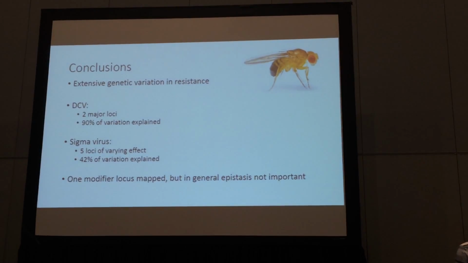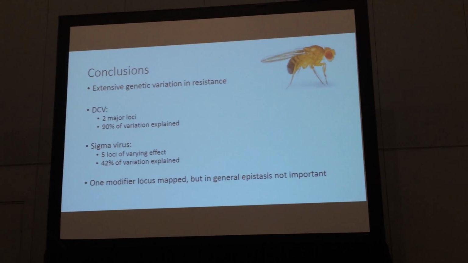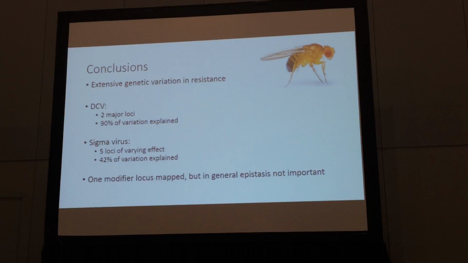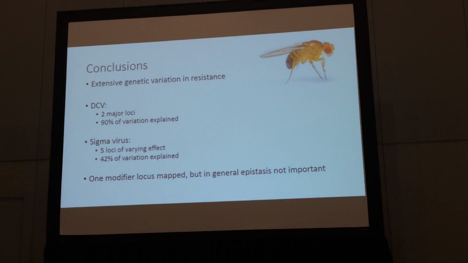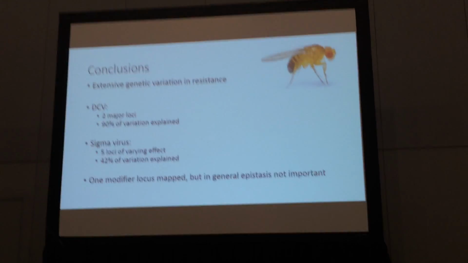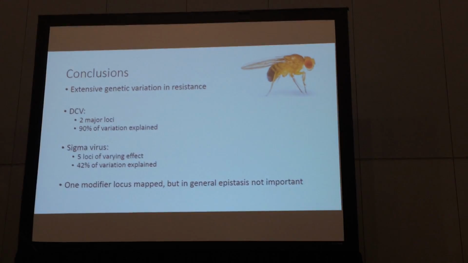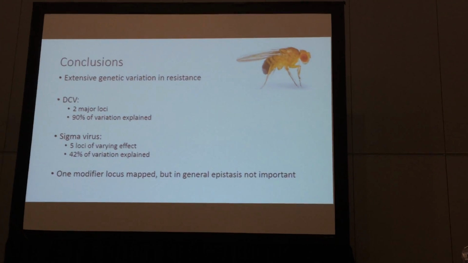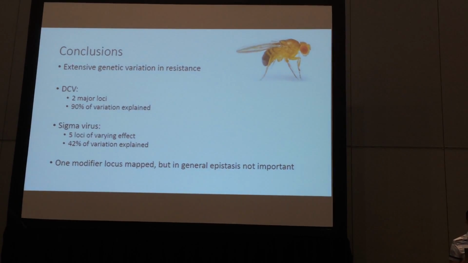So just to summarize what we found: extensive genetic variation in resistance to both viruses. For DCV, the Drosophila virus, we found a very simple genetic architecture with 2 major loci that explain 90% of the genetic variation. For sigma virus, we found 5 loci of varying effect. They explain 42% of the variation. And even though we were able to map one modifier locus, in general, epistasis was not very important.